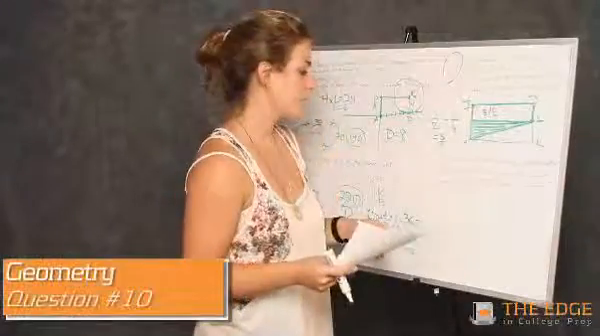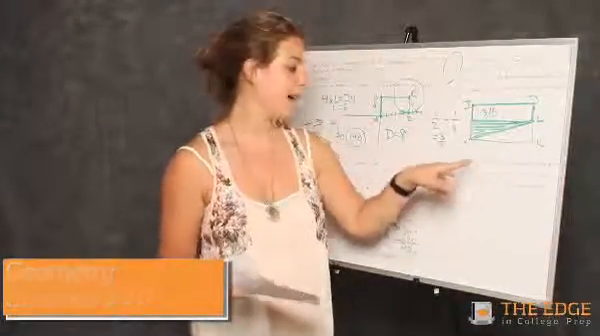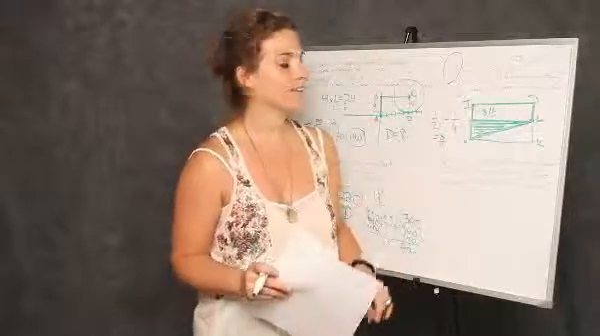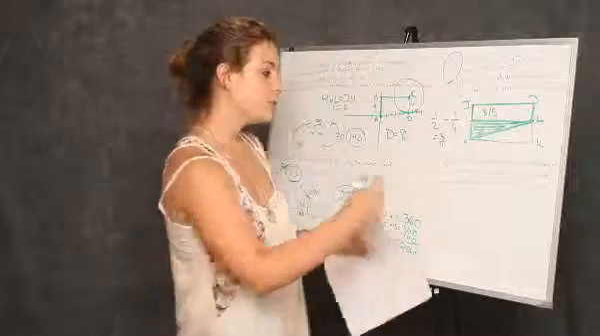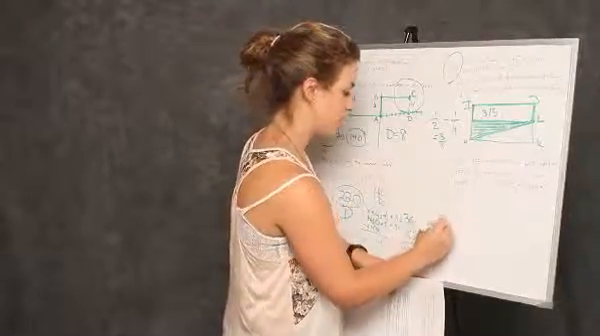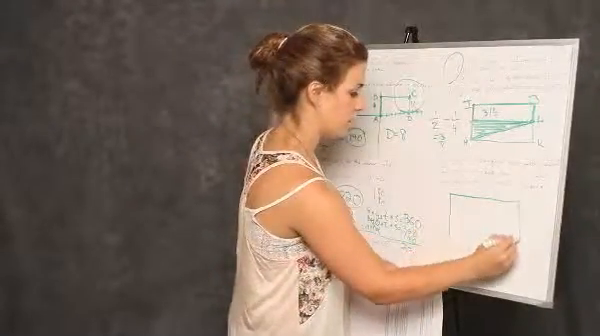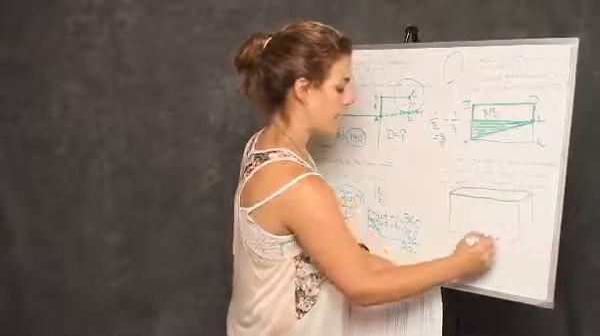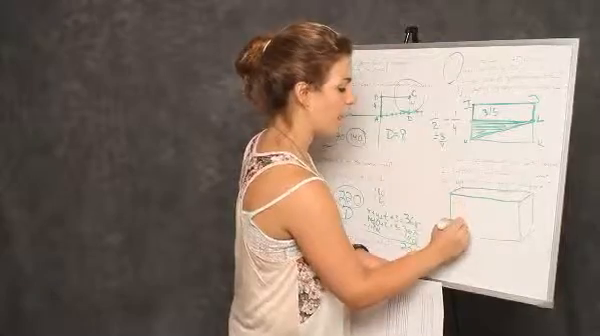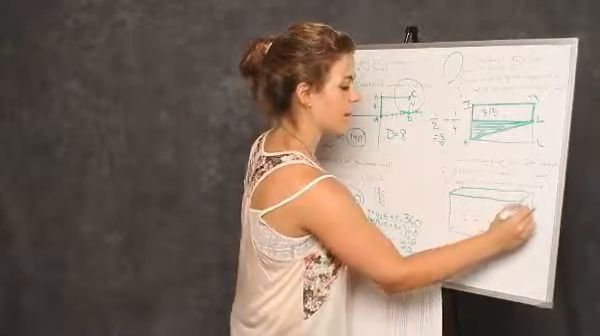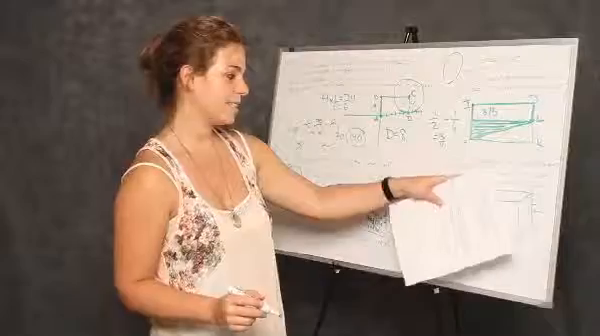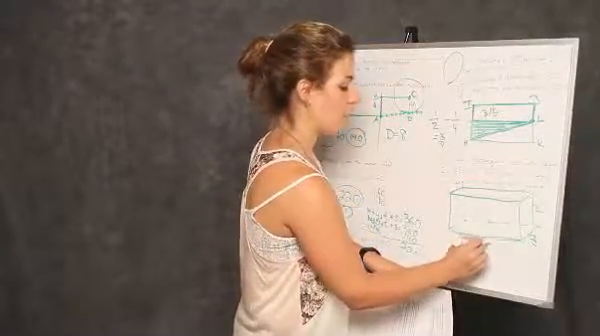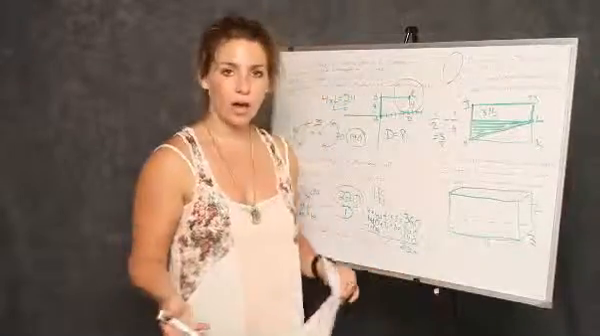Question number 10. In a rectangular box with height 2, depth 3, and length 4, what is the length of the longest diagonal? So if we have this box, and we know that our height is 2, so this side right here is 2, then they're telling us that the depth is 3, and that this side over here is 4. They want to know the length of the longest diagonal.